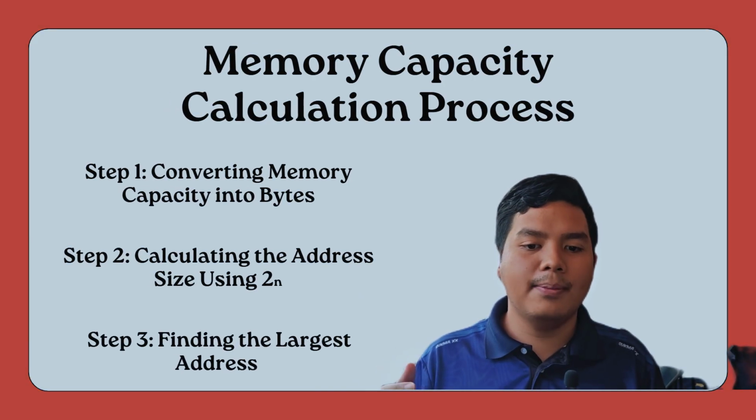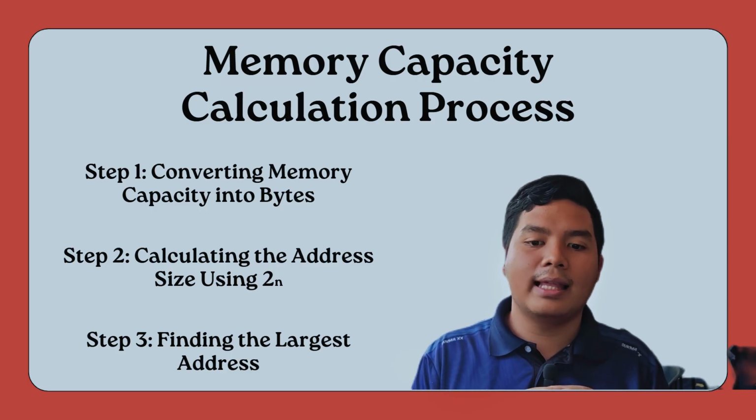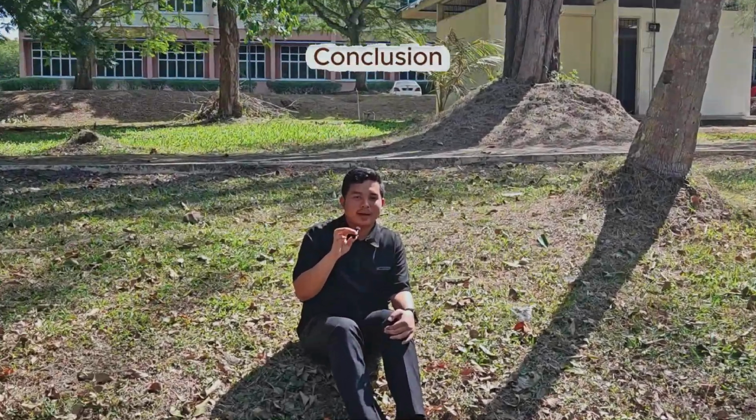By following these 3 steps, converting memory to bytes, determining the address size, and finding the largest address, we can finally understand the memory limits of a computer system. To summarize, memory capacity calculation is a fundamental concept for computer architecture. It is very important to let us know how much memory is needed for our computer to run properly. It is very important for the system developer, system design, and hardware selection.